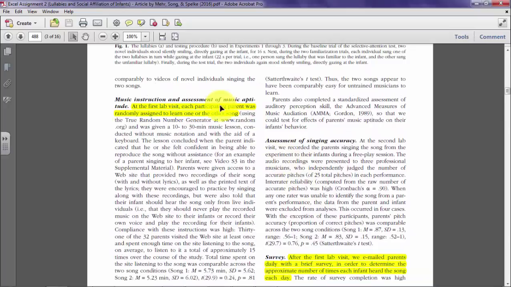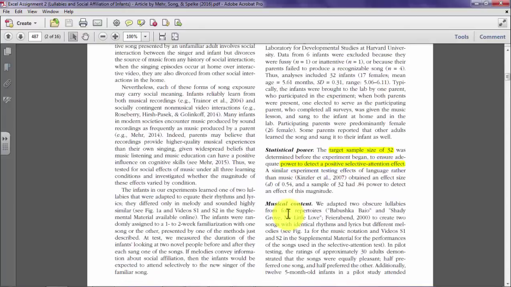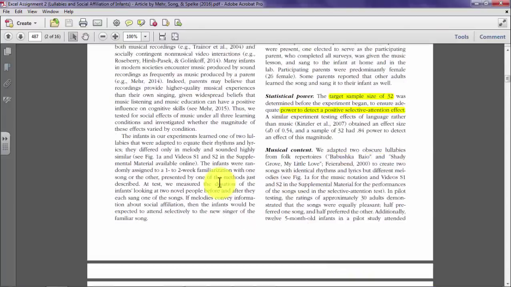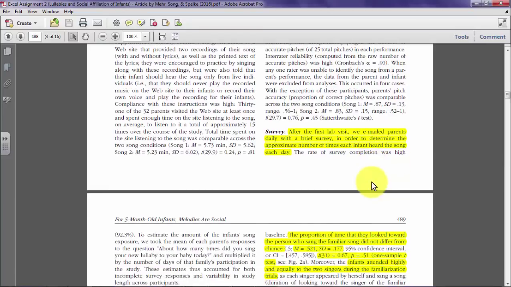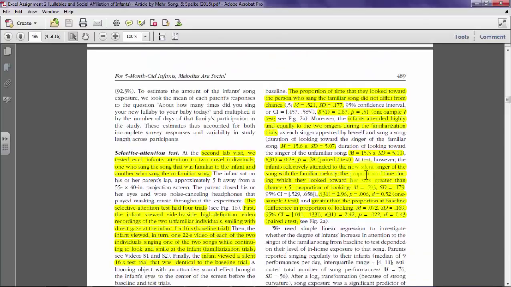So here you will see that at the first lab visit, each parent was randomly assigned to learn one or other song. And that was mentioned up here, right? They learned how to sing those songs to their babies. Then after the first lab visit, the parents were emailed daily with a survey to determine the approximate number of times each infant heard the song each day. So they're trying to control for any kind of variation in how many times the parents sang that lullaby that was supposed to become familiar.